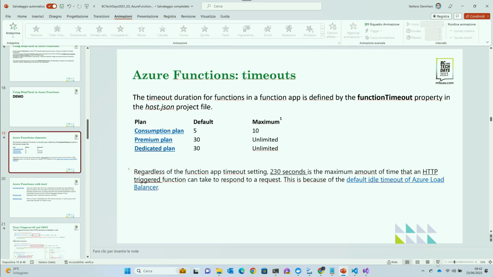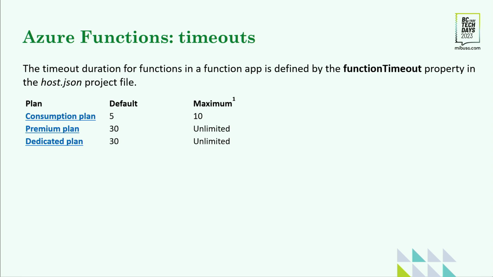Then another problem that I normally see on Azure Functions is related to timeouts. Azure Functions have some timeouts that you need to respect and remember. The consumption plan has a default of 5 minutes and a maximum of 10 minutes. The premium plan is much more. So sometimes if you have a function running for a long time, you need to change plan accordingly.